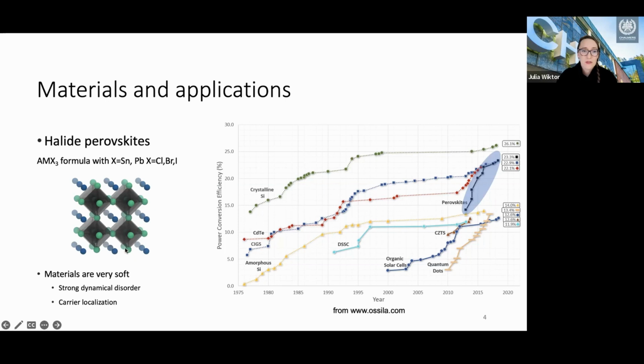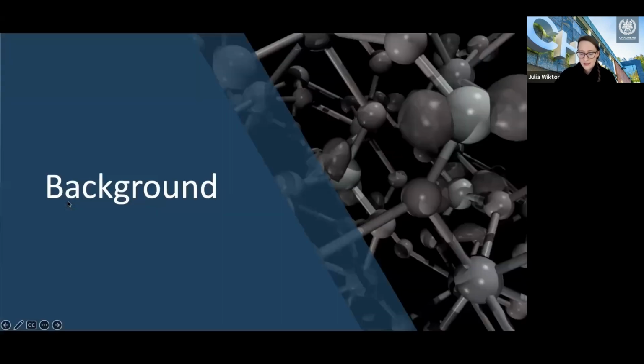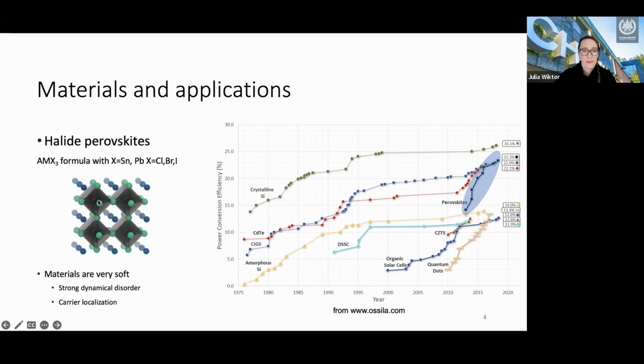And what are these materials? Here we have the simplest structure of a cubic halide perovskite with an AMX3 formula, where A is a cation, blue one here, M is a metal like tin or lead in the center of the octahedron, and then we also have halide atom X, the green one here.